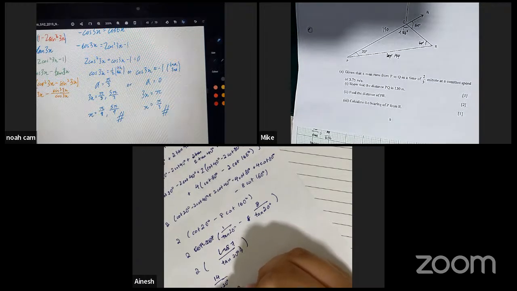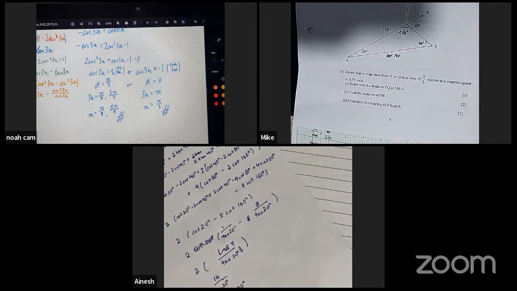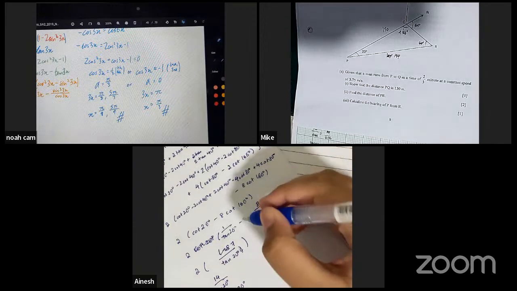Ainesh, how did the 160 become 20? What nonsense? You don't know? What are you talking about? About minus. What are you talking about?